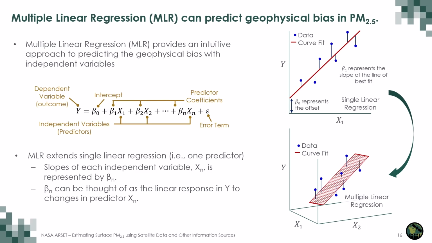Here, a line of best fit is created between a single independent variable, x1, and some other desired dependent variable, y, with a slope of beta 1. One way to think of this result is that beta 1 shows the response of y to changes in x1. Multiple linear regression is an extension of single linear regression where, as the name implies, multiple independent variables are used. Rather than fitting a line of best fit, you're fitting a plane, but the concept is very similar, and the result produces a series of predictor coefficients, denoted by betas in this case, that can be interpreted as the linear response of your dependent variable to each independent predictor variable.